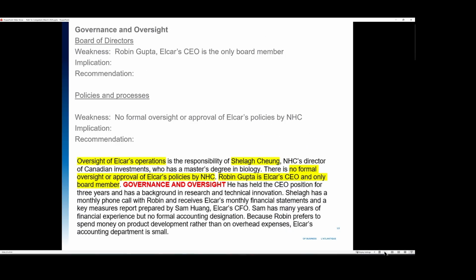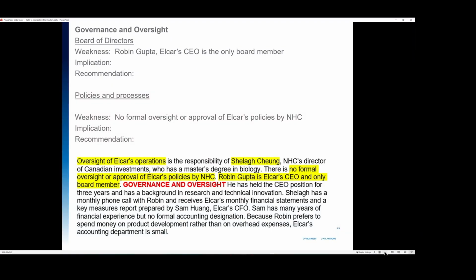So in the next paragraph, there's already some valuable information here that I need for one of the performance management requirements, and that's around governance and oversight. So for the board of directors, we have a weakness. Robin, who is Elgar's CEO, is the only board member. So again, I'm just going to put that under weakness. I'll put the rest of the information in when I go to write my response. Under policies and procedures, there's no formal oversight or approval of Elgar's policies by NHC.